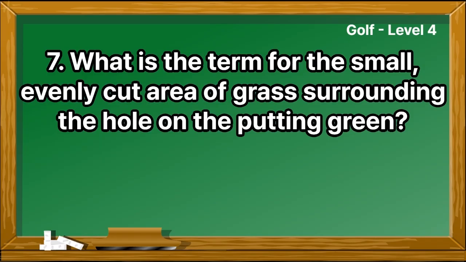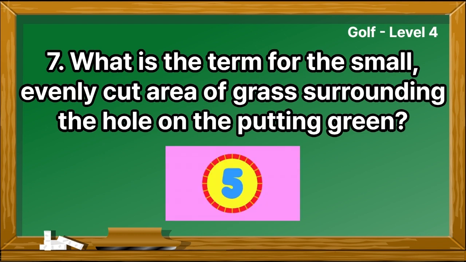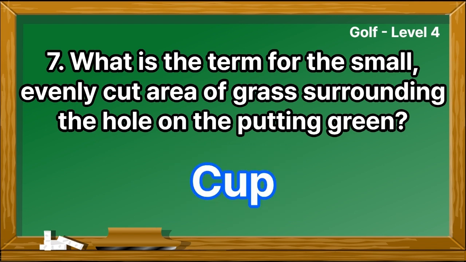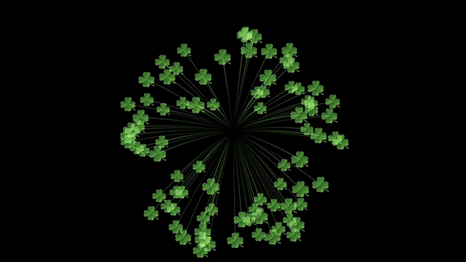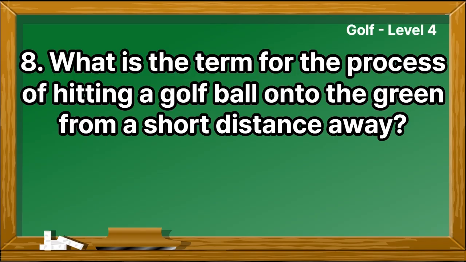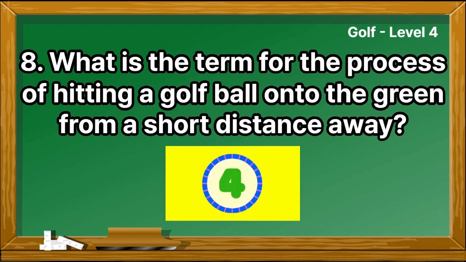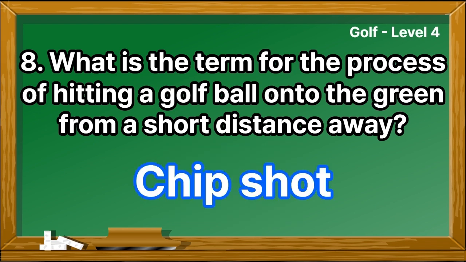What is the term for the small, evenly cut area of grass surrounding the hole on the putting green? Cup. What is the term for the process of hitting a golf ball onto the green from a short distance away? Chip shot.